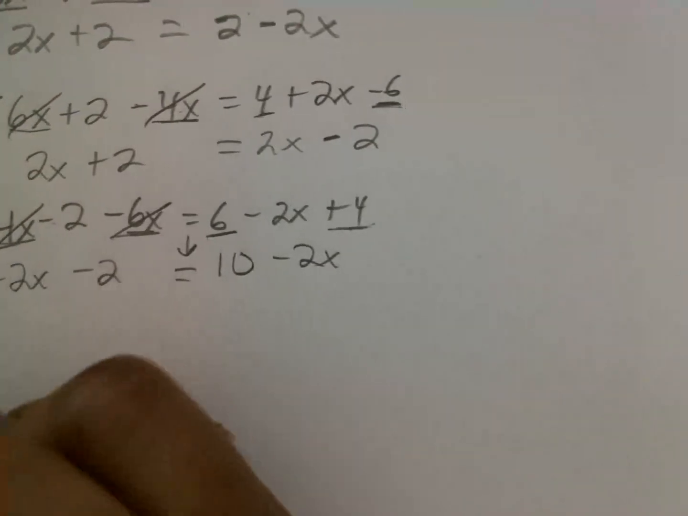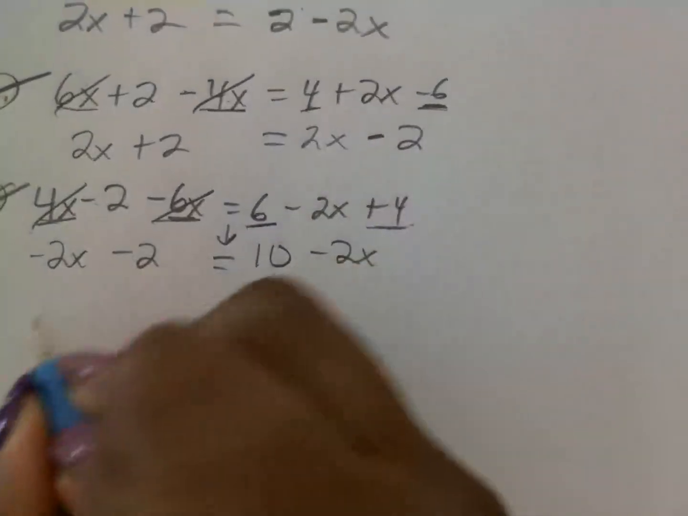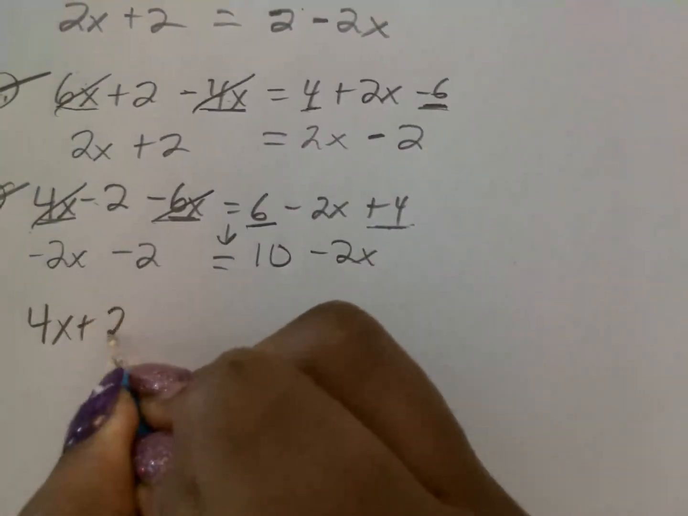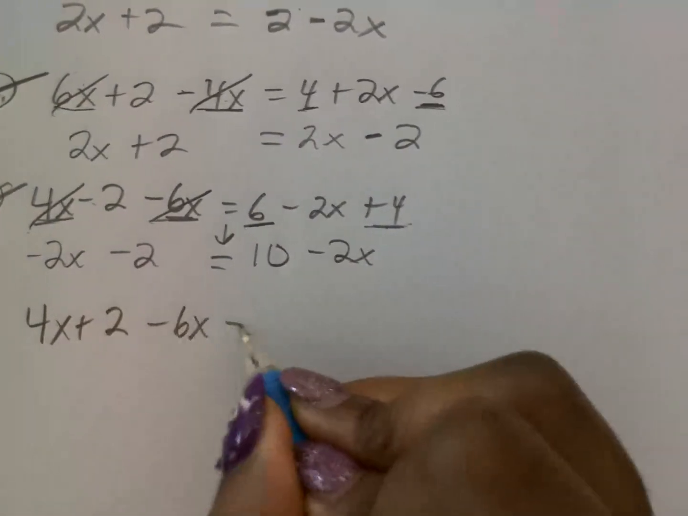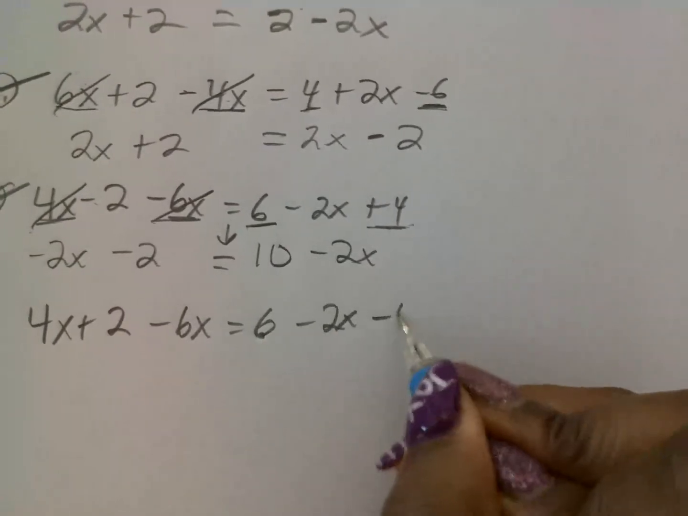Okay, so we're going to pray D is right. We're going to pray D is right. All right, so this is 4x plus 2 minus 6x is equal to 6 minus 2x minus 4. All right.